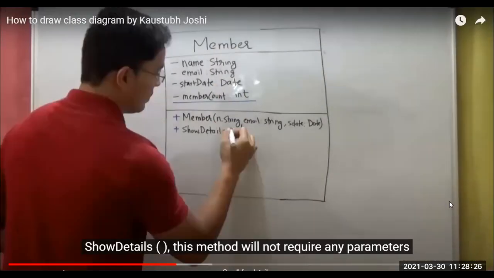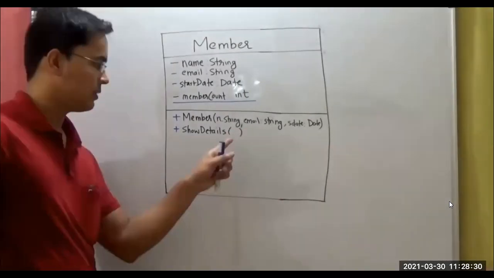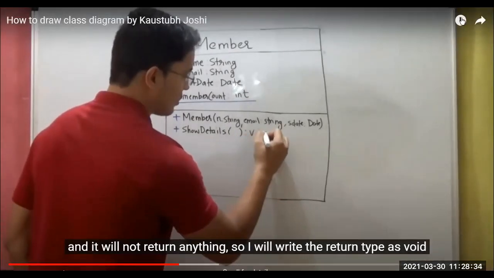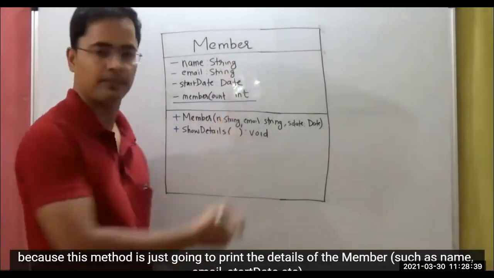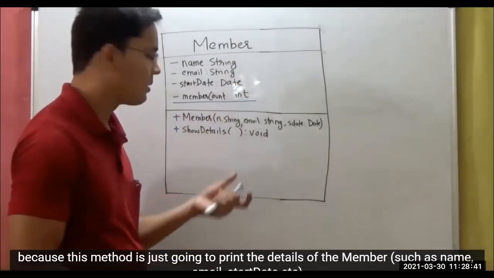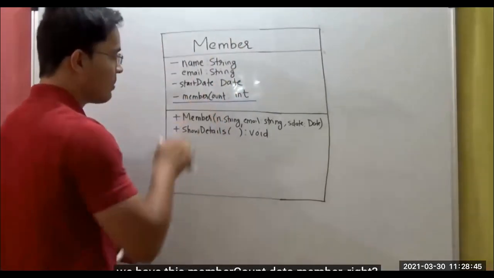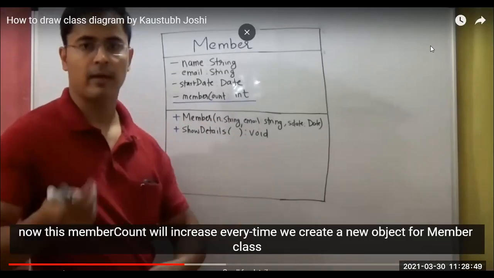Show details. This method will not require any parameters, and this method will not return anything, so I'll say void, because this is just going to print the details of the members such as name, email, start date, etc. We have this member count, right? So member count will increase every time we create a new object.